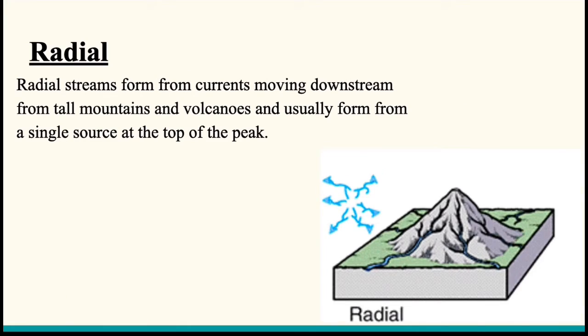Radial streams form from currents moving downstream from a high point, such as a mountain or a volcano.